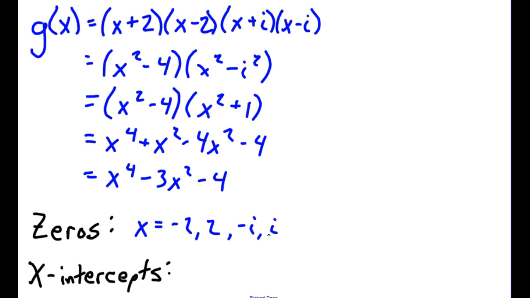The only x-intercepts are going to be the real zeros, which would be -2 and +2. -i and i, those are imaginary, so we are not going to see those solutions when looking at the x-intercepts of the graph. So I would quickly graph x to the 4th minus 3x squared minus 4 to see what this graph looks like. You should have 2 x-intercepts at -2 and +2.